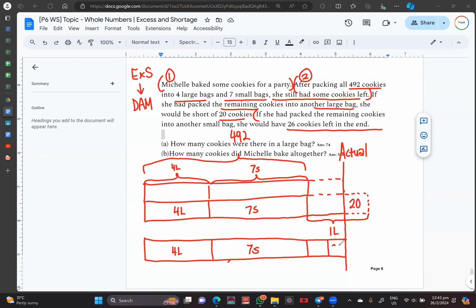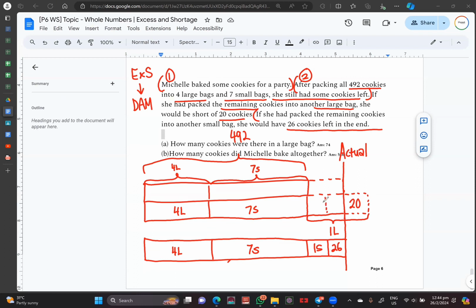That means one small bag is over here, right? That one small bag is not able to pack the remaining cookies. I'm not able to put everything into one small bag. It will burst. Make sense? So now from here itself, we can see something.